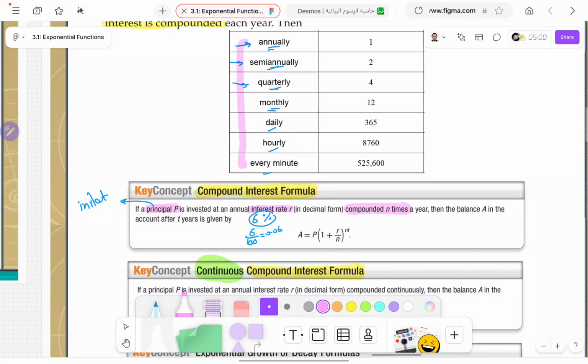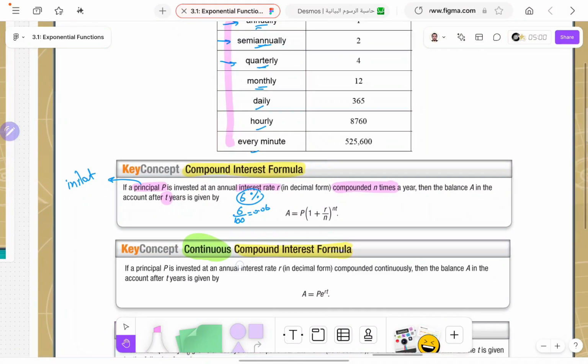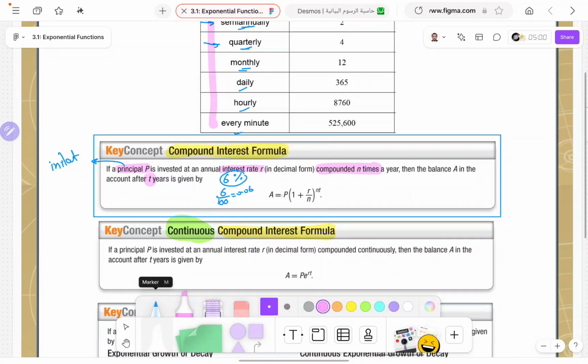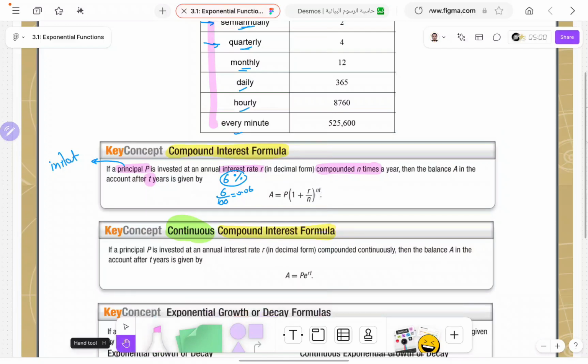Now, the balance A in the account after t years. T is the time, representing for how many years. So this is what you can see. To find the compound interest A, we multiply the principal by 1 plus the interest rate over n compounded, to the power of n times t.